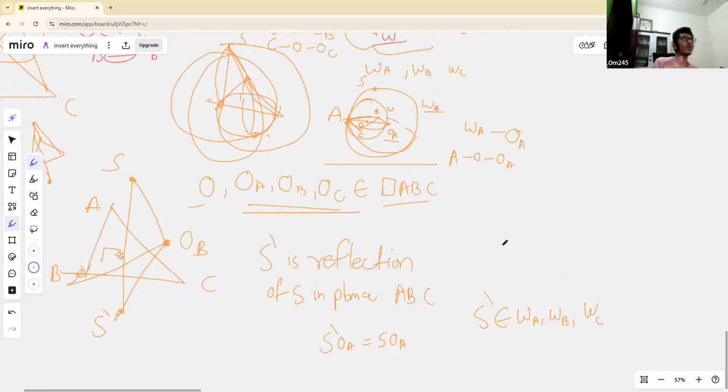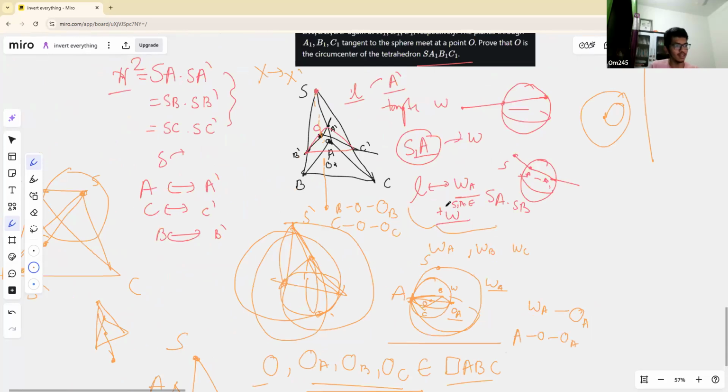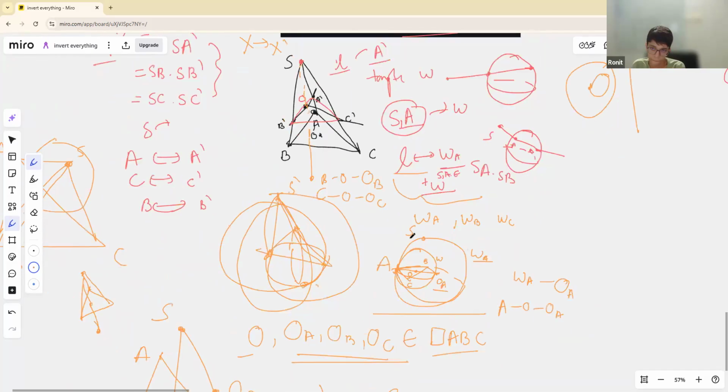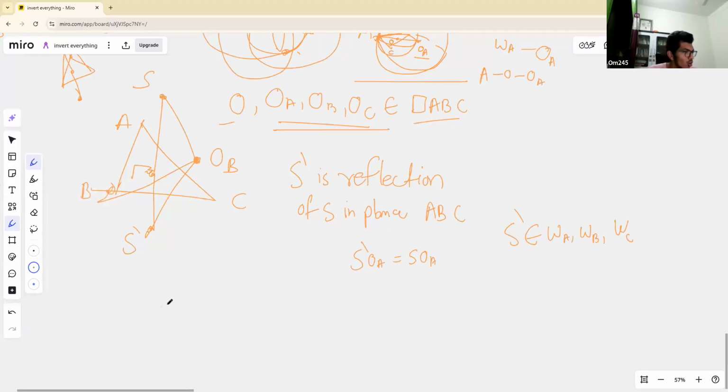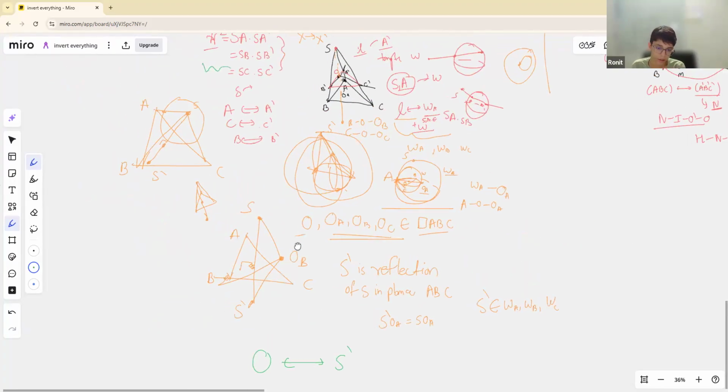But remember, what were omega A, omega B, omega C? They are the image of the plane passing through A dash, B dash, C dash tangent. So we found they have two intersections. One is S, but S is the center of inversion, so that goes to infinity. That's why we get planes rather than spheres. Another intersection is the intersection of those planes, which is precisely O. So that tells us O is precisely the image of S dash in this inversion.